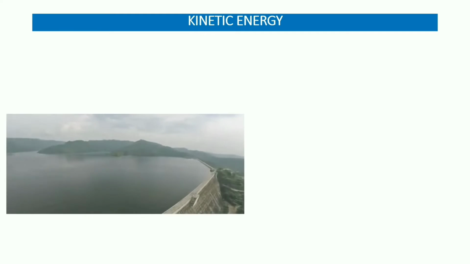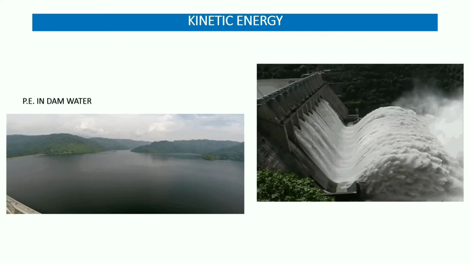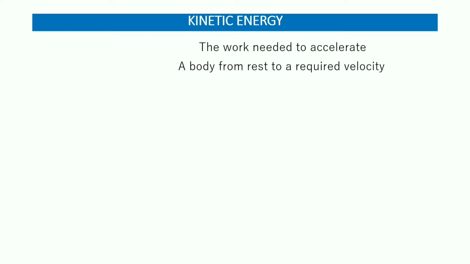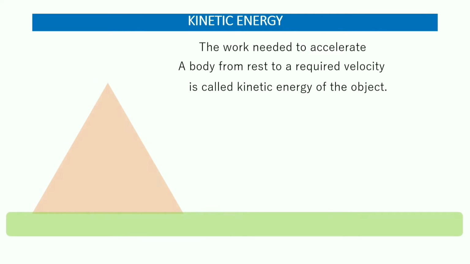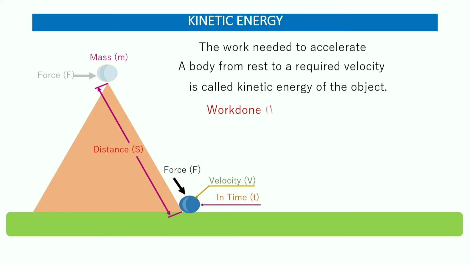As we saw earlier, when the object is stationary, it has potential energy. However, when the same object begins to move, then it has kinetic energy. In other words, the work needed to accelerate a body from rest to a required velocity is called the kinetic energy of the object. If a body of mass m attains a velocity v from rest in time t under the influence of a force F and moves a distance s, then work done is equal to F times s, which is force times distance.